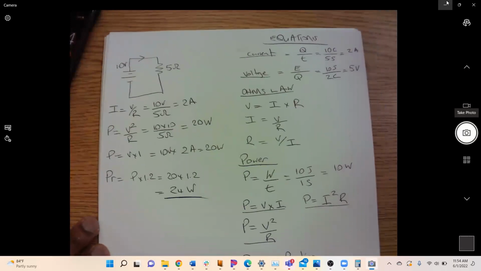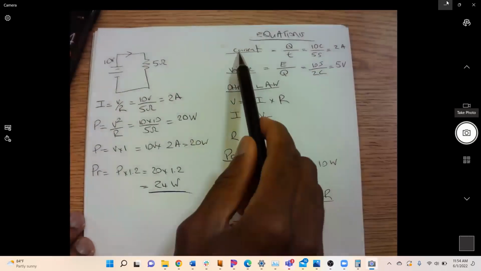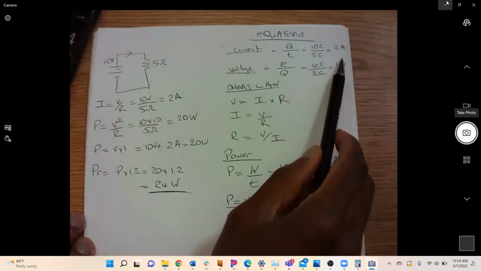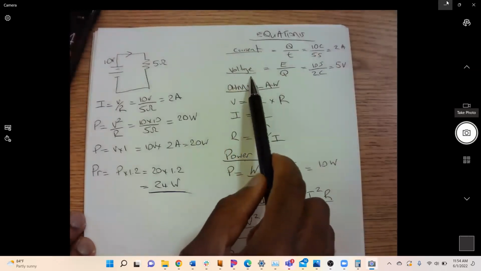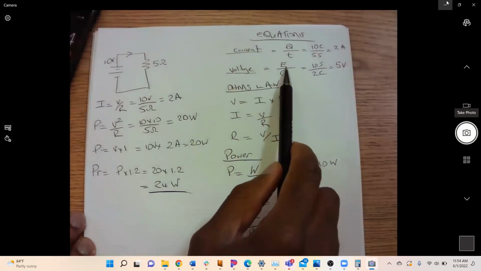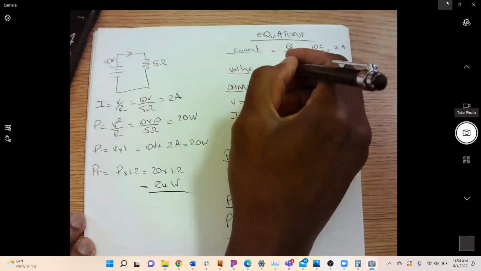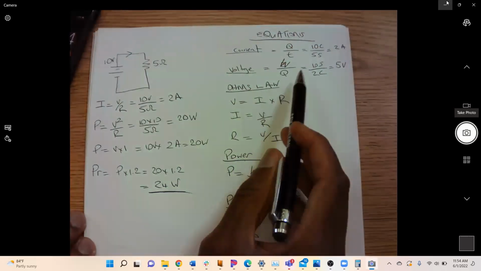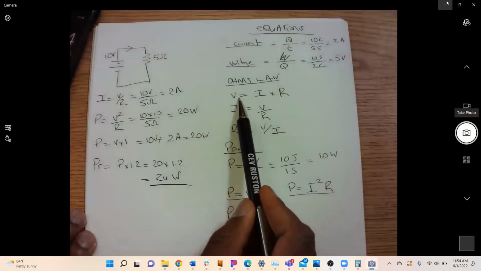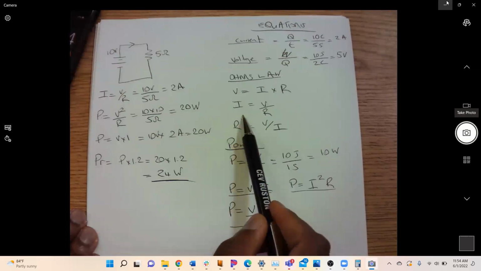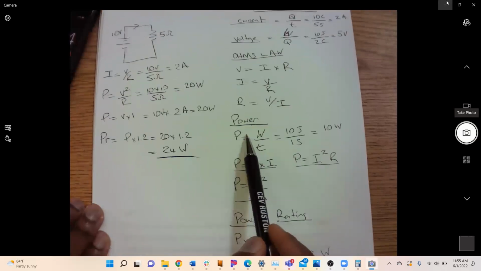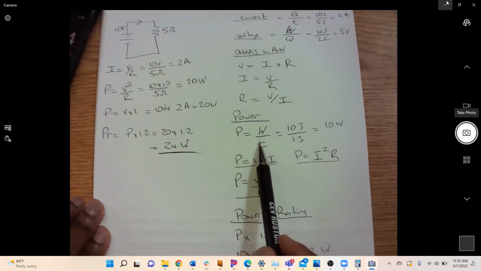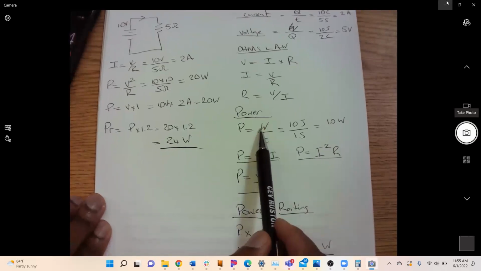Okay, this is all that we have discussed so far. These equations, like I said, you need to know to answer the questions. For voltage, energy, or work, over charge; that's for voltage. Then you also need to know that voltage equals current times resistance, and you need to know this one as well. Then you also need to know that power is work over time, the rate at which we use energy.